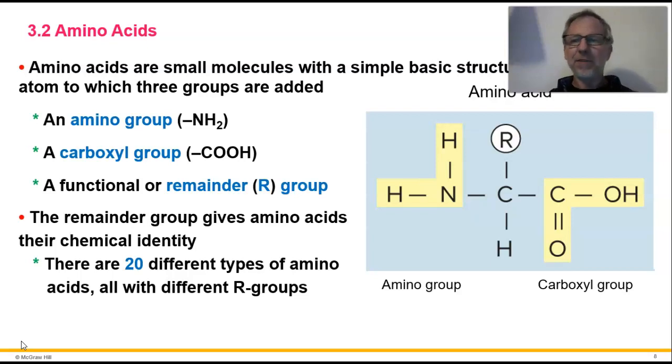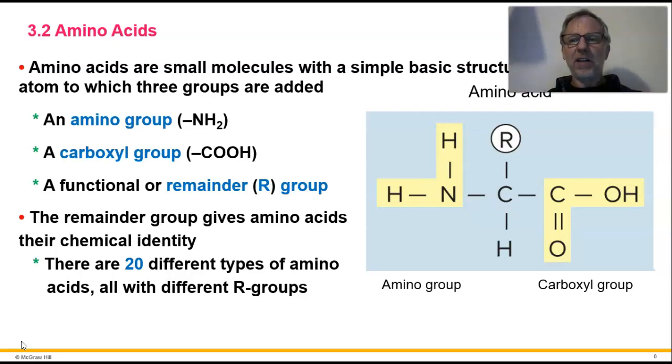If you look to the left of that central carbon, there is a functional group, a nitrogen with 2 hydrogens. Which functional group is that? We looked at it a few slides ago. That's the amino group. So every amino acid has an amino functional group. Now look to the right of that central carbon. There's a COOH. That's the carboxyl group, which you should recognize. That is on every amino acid.